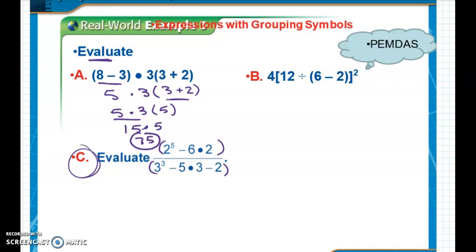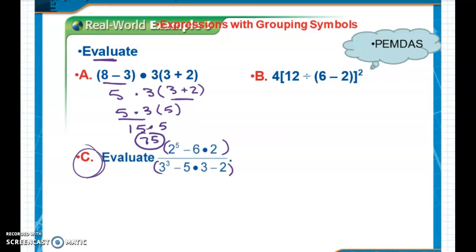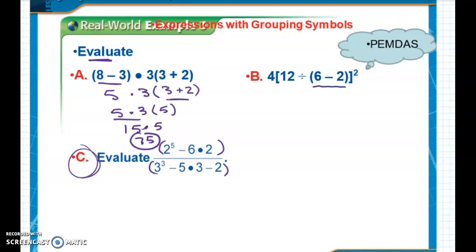So we all did A together, but on B, you look at the parentheses, and the most inside parentheses is 6 minus 2. Everything else comes down. So 6 minus 2 is 4. And those are squared. So the next thing you do is you go inside the parentheses, nothing inside that parentheses with the 4 to do, so we go to the next bigger one. So 12 divided by 4 is 3. Everything else comes down.